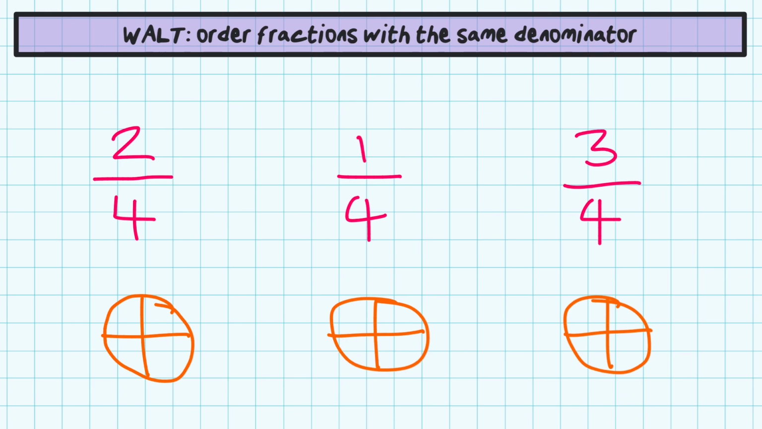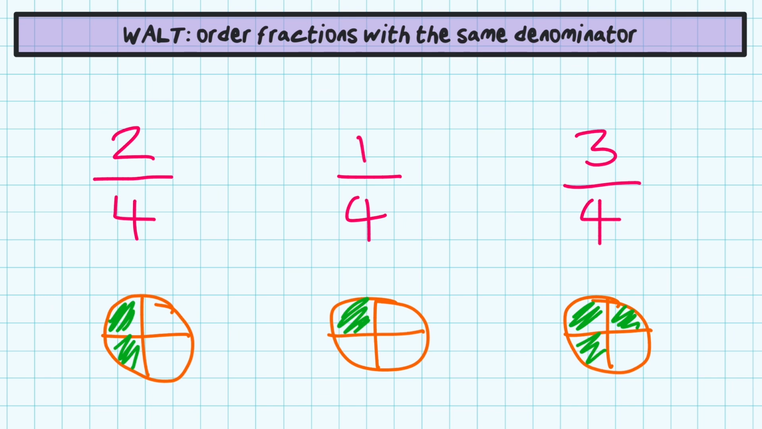The number on the top is telling us how much you have or how much you need to colour in. So our first one, we have 2/4, so we have 2 pieces coloured in. Our middle number, 1/4, just has 1 piece coloured in. And our 3/4 has 1, 2, 3 coloured in.